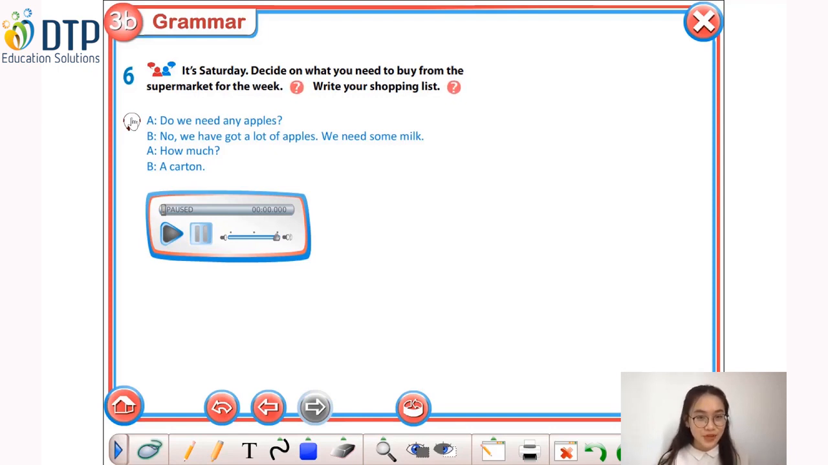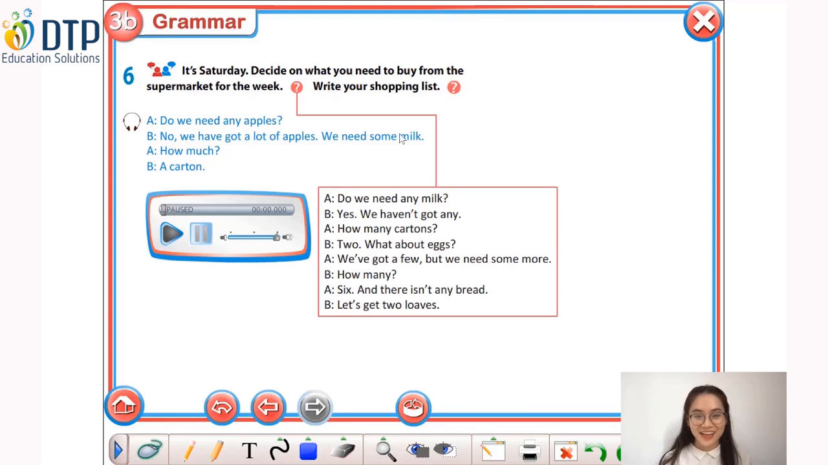But in today's lesson, you and I will do a model conversation. So here we go. Alright, so I will be A and you will be B. You and I will read this conversation and then you have to write down the shopping list that we have to buy from the supermarket.